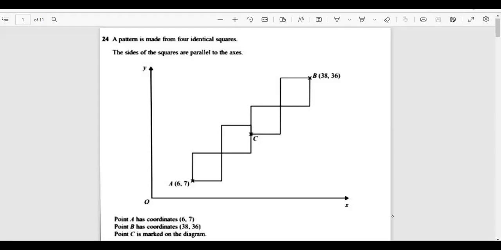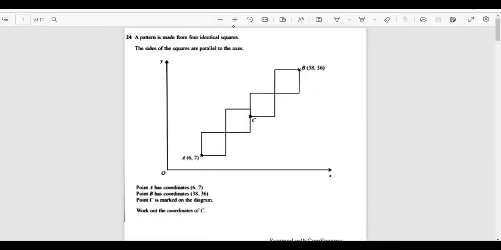Right. So let's talk about some past paper questions. Here's the first one. I'll zoom out a bit. It says a pattern is made from 4 identical squares. The sides of the squares are parallel to the axis. Point A has coordinates 6, 7, and point B has coordinates 38 and 36. You need to work out the coordinates of point C.